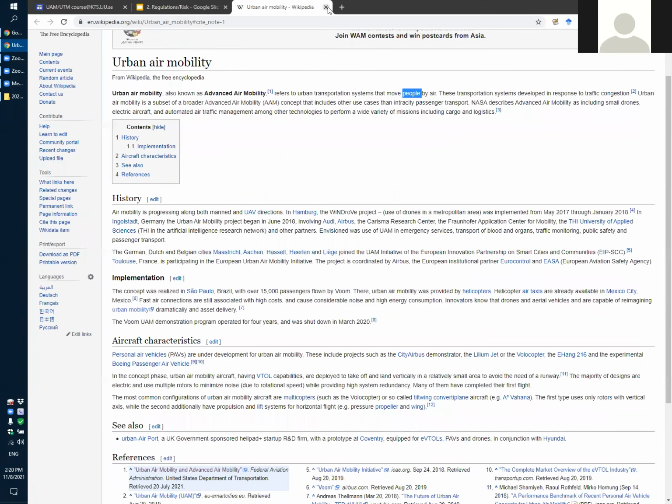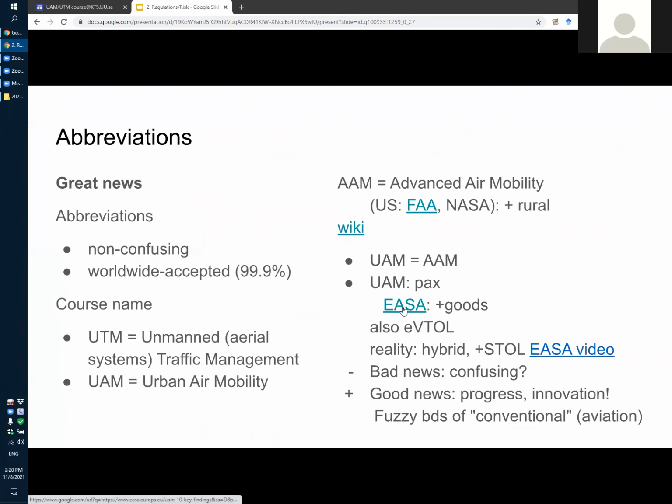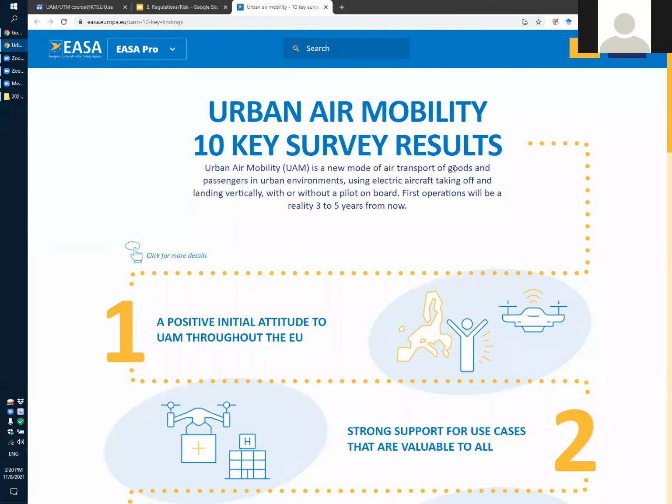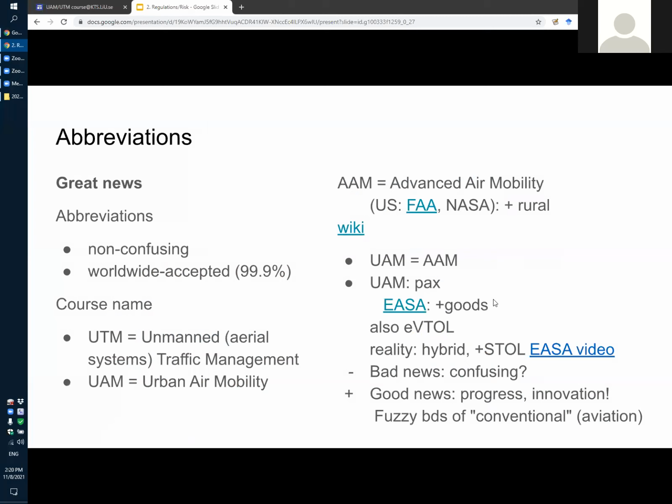But if you look at the EASA definition, it speaks not only about people, but also about goods, so goods and passengers. So even there you have some, I wouldn't say discrepancies, but if you really want to go into the details, then you may spend lots and lots of time arguing whether urban air mobility is the same as advanced air mobility and whether goods logistics are included in them or not.